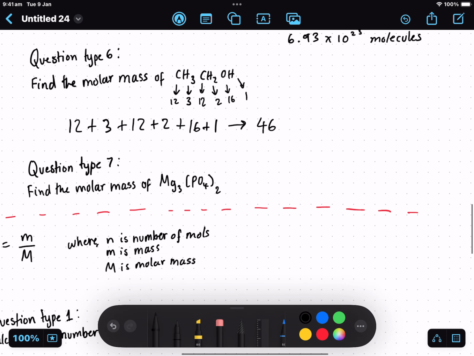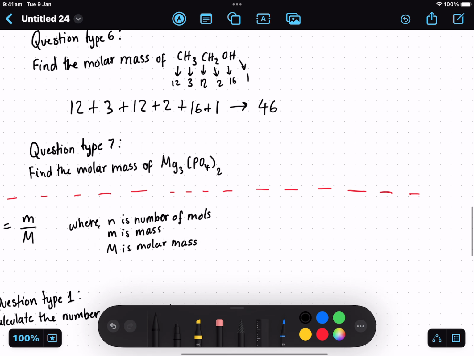Now find the molar mass of Mg3(PO4)2. So what is the molar mass? What is the atomic mass of Mg? If you look at your periodic table, the atomic mass of Mg is 24.3, or let's just write 24. And then since there's 3 of them, we'll write times 3, like that.